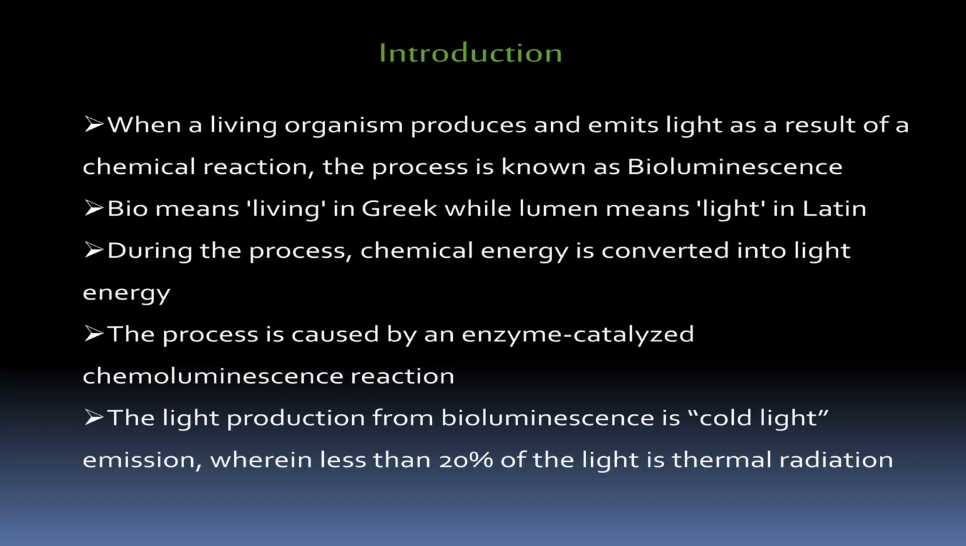Second, the intensity of light. The bioluminescent light has a wavelength ranging from 400 nanometers to 700 nanometers only. Third, cold light. The heat produced by the bioluminescent light is less than 0.001 degree centigrade. So, this light is described as cold light.